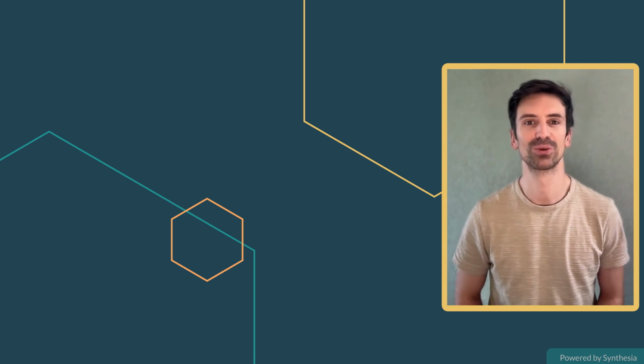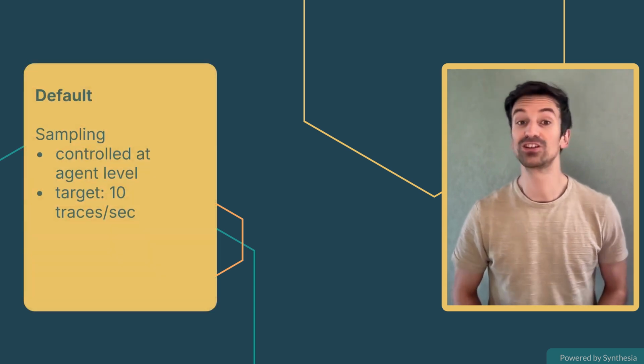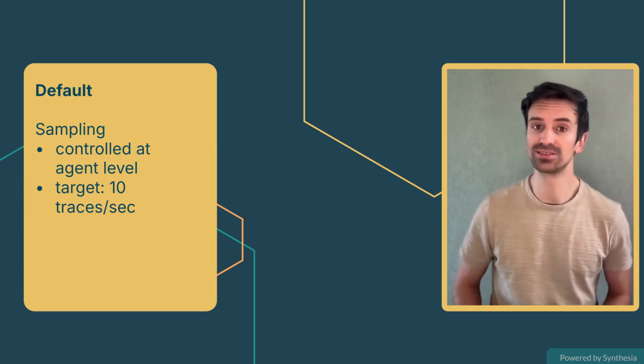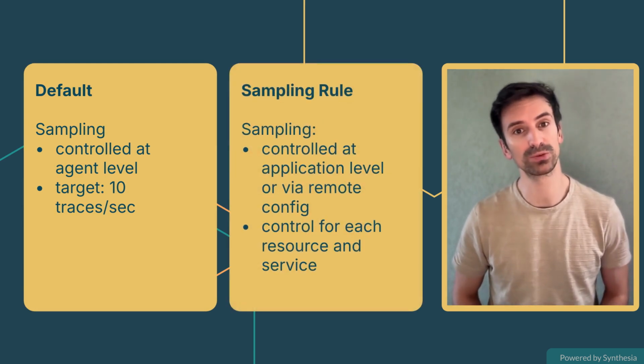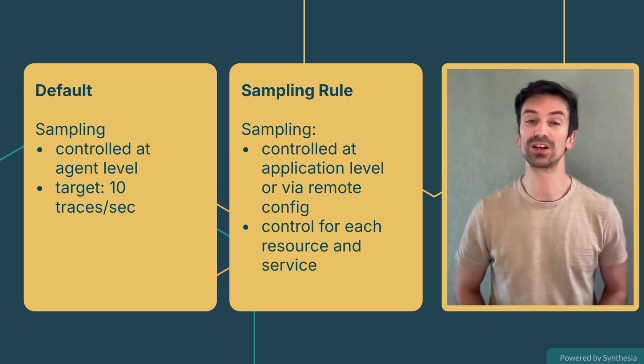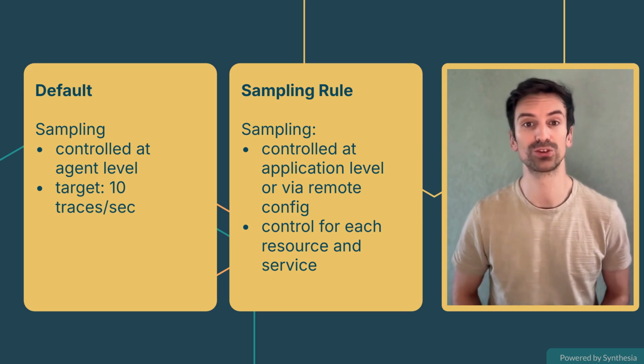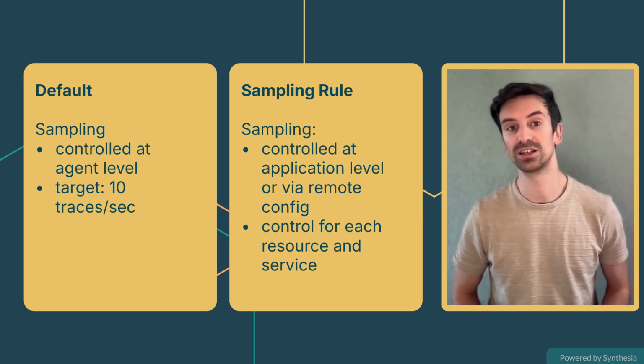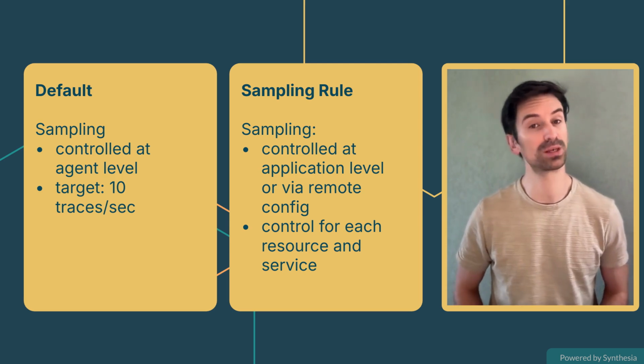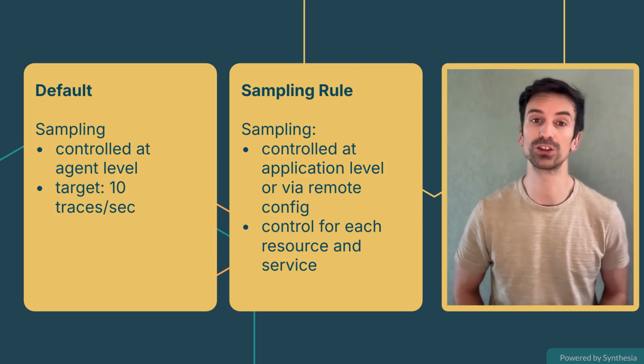Now let's go for a quick recap. By default, each agent targets 10 traces per second. You can then override it with sampling rules. Those are set at the root service and can be defined at service and resource level. This matters because it gives you control over what you see. Think of it like valves, one for checkout, one for API, one for auth. You decide which ones open wider.